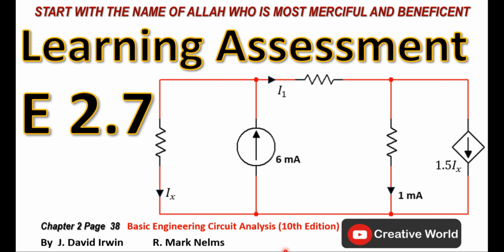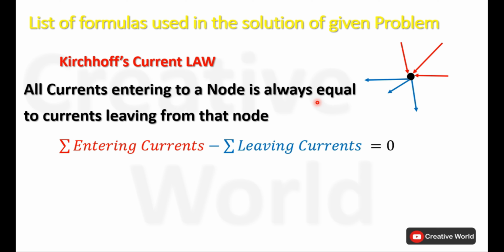While solving this problem, we will be using Kirchhoff's current law. According to this law, all currents entering a node are always equal to currents leaving from that node. In the light of this law, we can say that the cumulative current on any node in a circuit is always zero. This is the equation for Kirchhoff's current law. Summation of all entering currents minus summation of all leaving currents will be equal to 0.